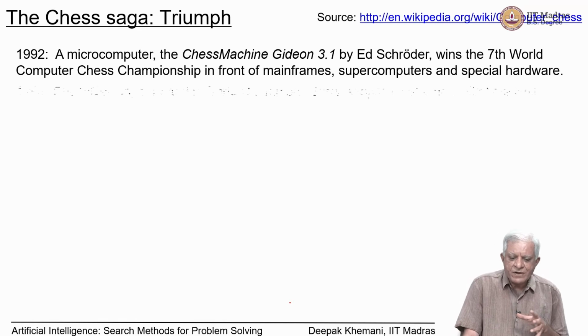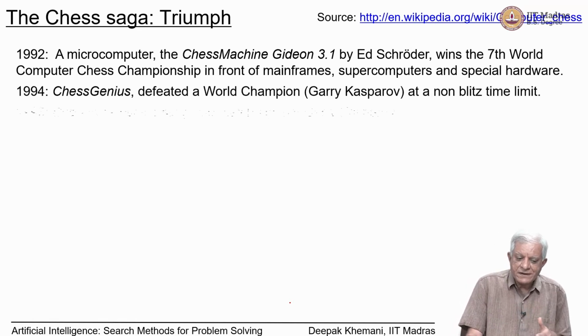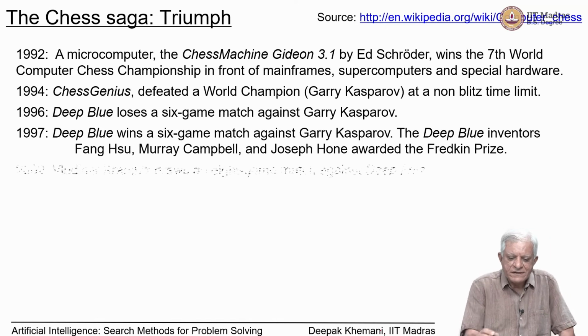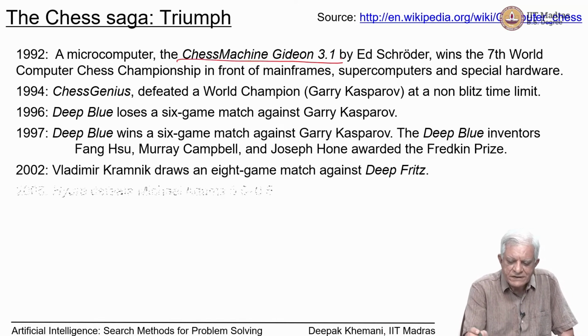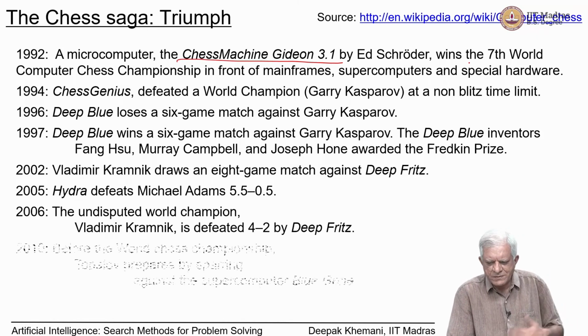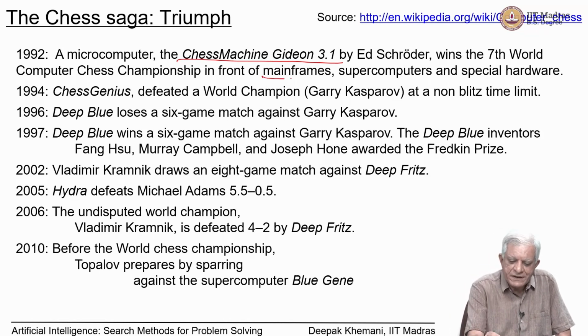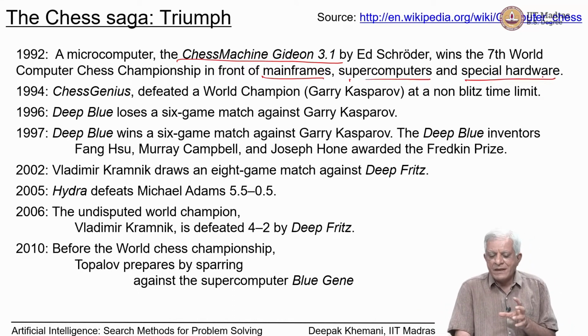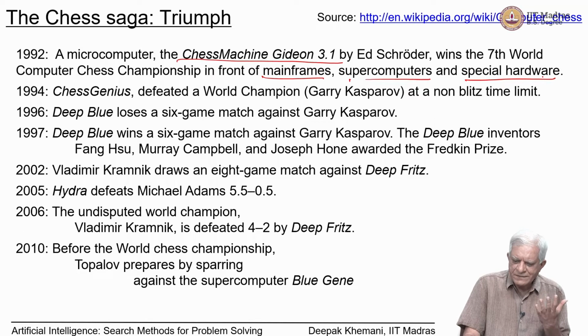And then chess programs started becoming better. So in the 90s, you can see a chess machine, Gideon, this thing wins the 7th World Computer Chess Championship. But that was of course between the computers, but it beat mainframes, supercomputers, and special hardware. So it means that on the algorithm side, chess was making progress essentially.